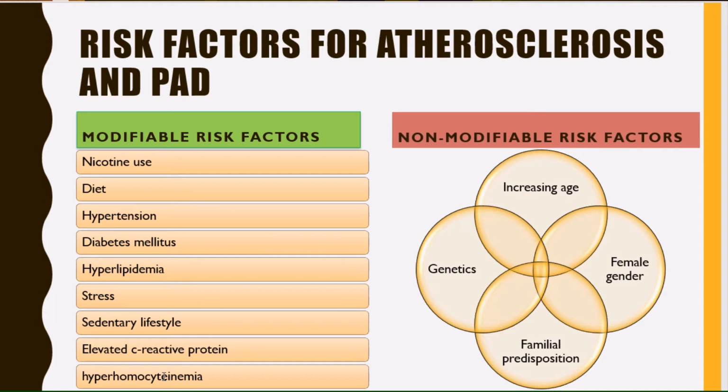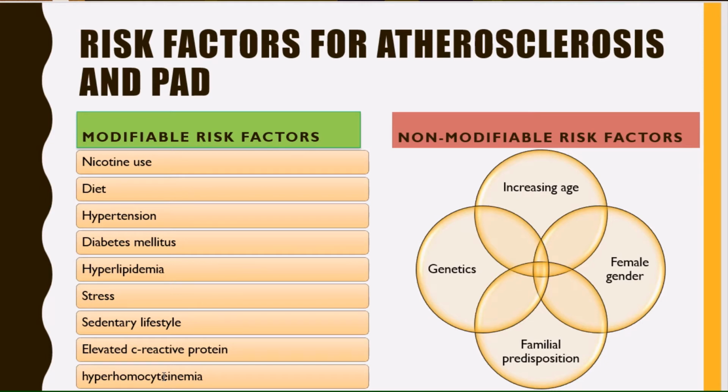Then hyperlipidemia, of course, there are high lipids. Then the stress, of course, when patients are stressed, it stimulates the sympathetic nervous system, and then it leads to peripheral vasoconstriction. Once it constricts, of course, it will lead to less or poor circulation. Sedentary lifestyle, like people who really don't do much exercise or walking or moving.